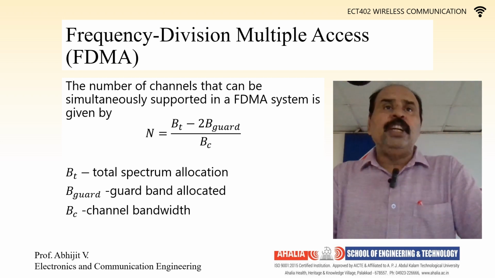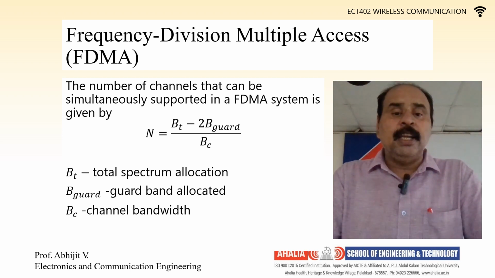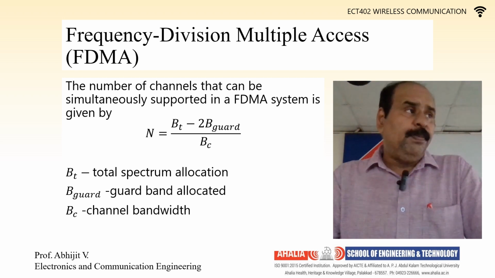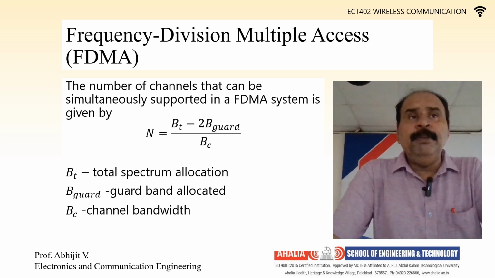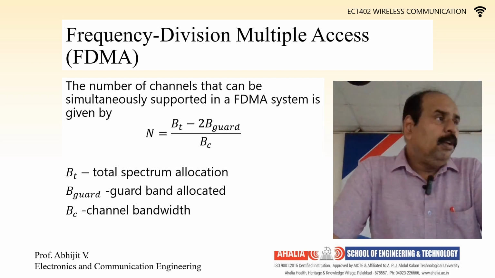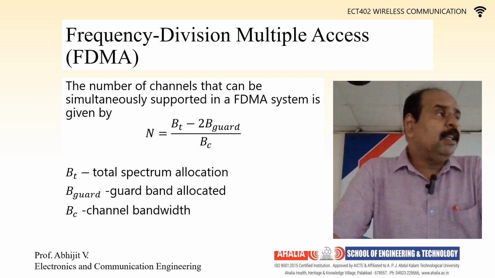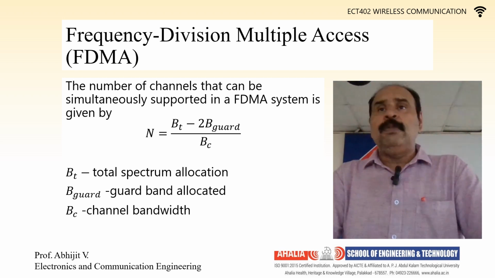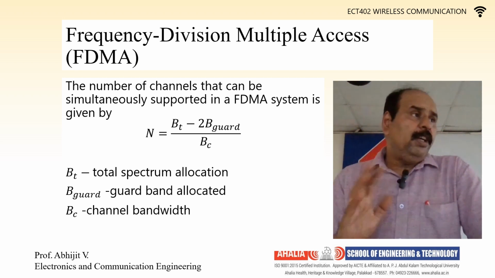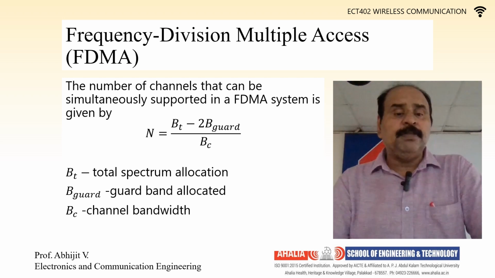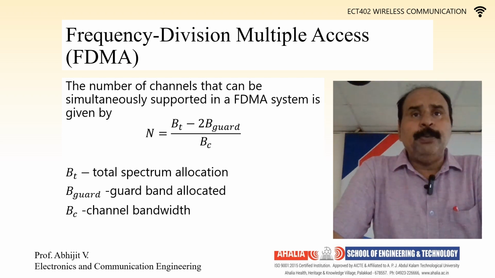There are possibilities that you may get problems based on the number of channels that can be allocated in an FDMA system. Quite easy. Bt stands for the total spectrum. B guard is the guard allocated, because I told you we need protection from interference. And Bc stands for the entire channel bandwidth.